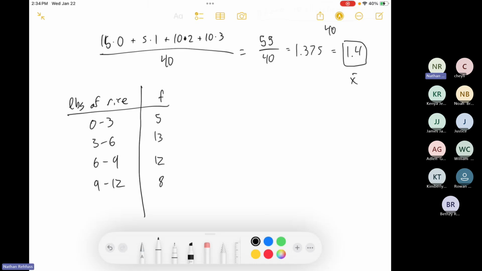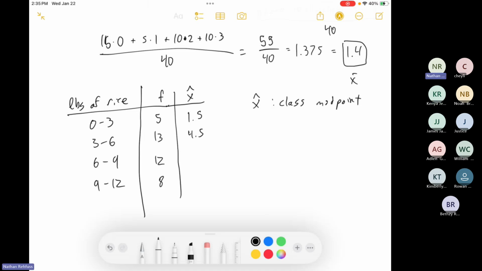I don't know exactly how many pounds of rice each person had, so I can't add those, but I can get a good estimate. I can get what's called a class midpoint. This is X with a hat. X hat is called the class midpoint. And so X hat for 0 to 3, on average, these people have 1.5 pounds. Between 3 and 6, the average is 4.5.